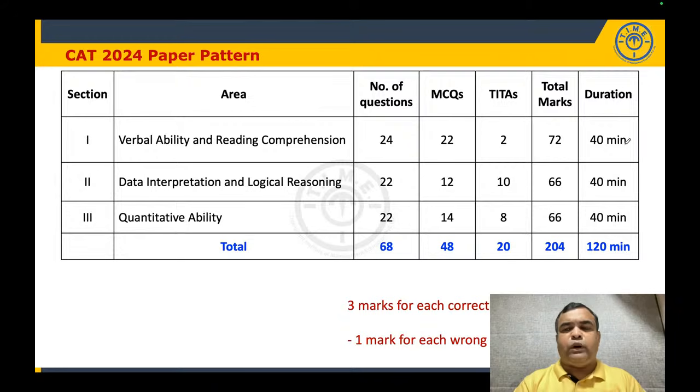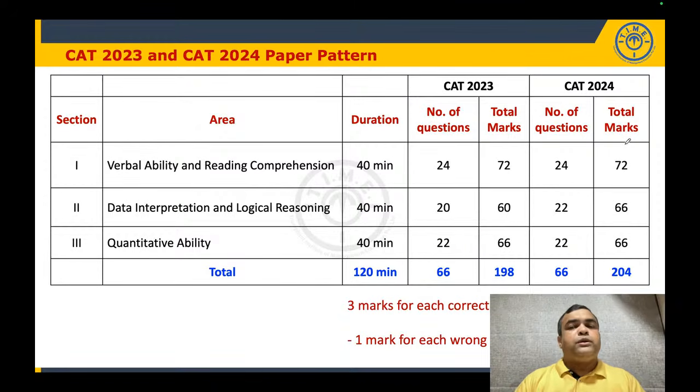More or less all of you know the last year paper pattern. I'm comparing CAT 2023 with the CAT 2024 paper pattern. If you look at 23 and 24, the only change is what? In DI, instead of 20 questions, there were 22 questions in DI. That's the only change in the number of questions.